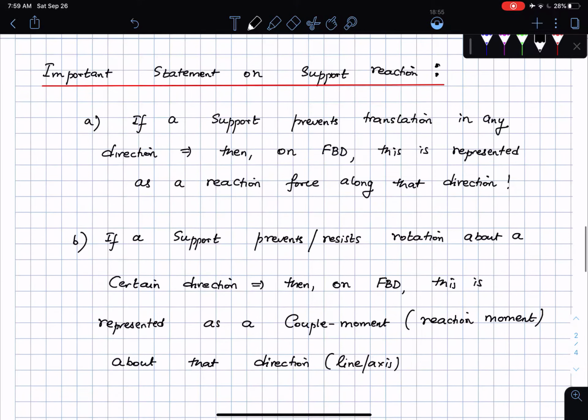So, two foundational statements which I'm going to read once again because this is very important that we understand. If a support prevents translation in any direction, then on the free body diagram, this is represented as a reaction force along that direction. Next statement, if a support prevents or resists a rotation about a certain direction, then on the free body diagram, this is represented as a couple moment about that direction. Let me call these 1 and 2 because I was using little a, b, and c for the steps taken. So this is 1, this is 2.